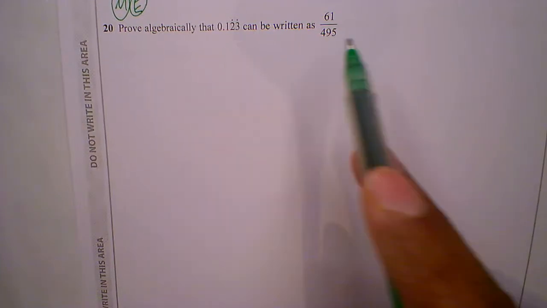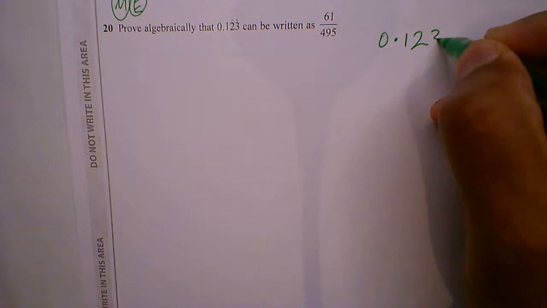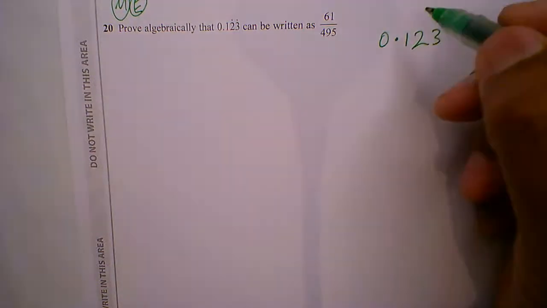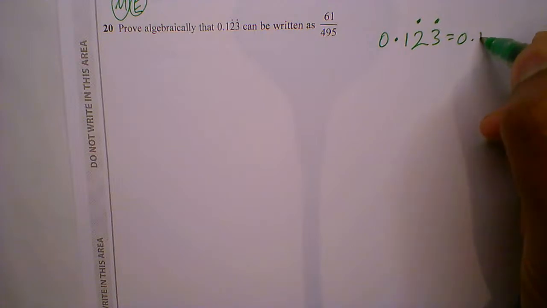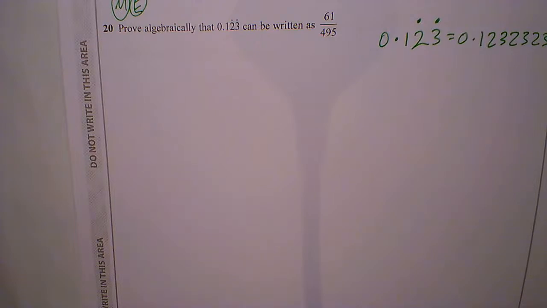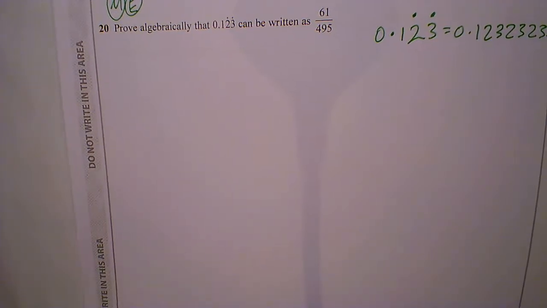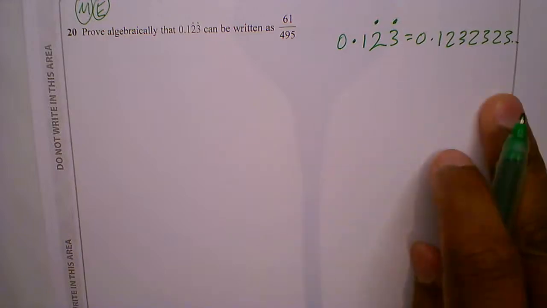So what does 0.123 mean? It means 0.123, where the two dots tell us that 2, 3 will be repeating: 2, 3, 2, 3, 2, 3. That's what that means. Okay, so I am going to be using this place value a little bit later.